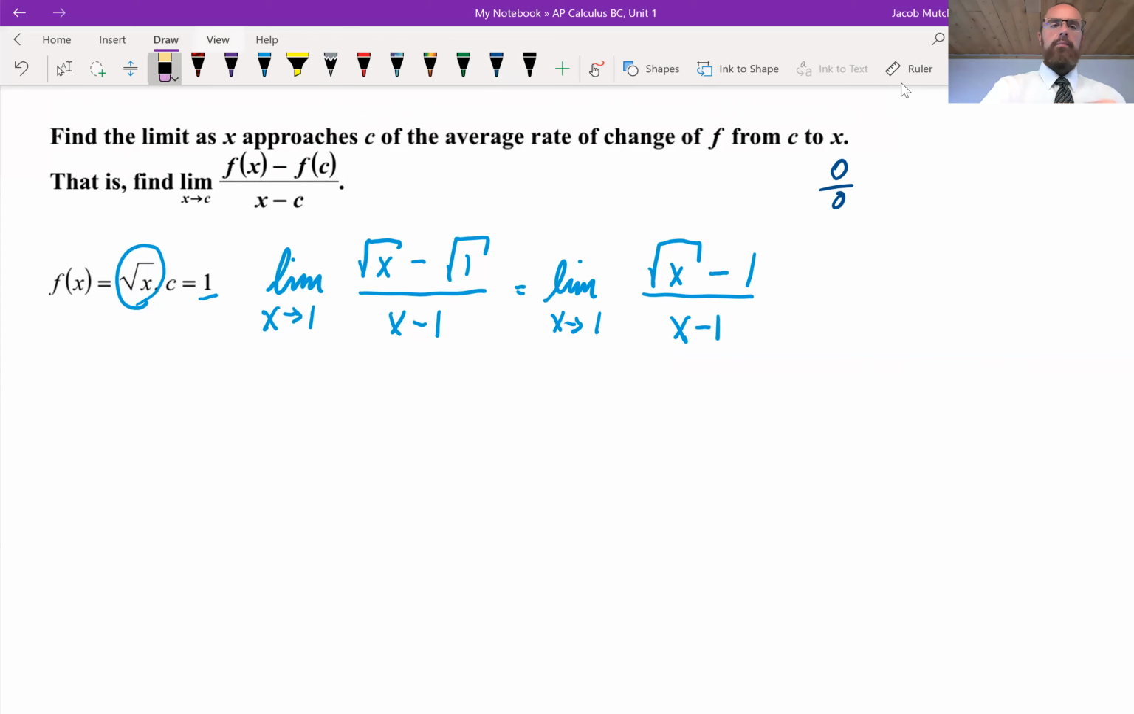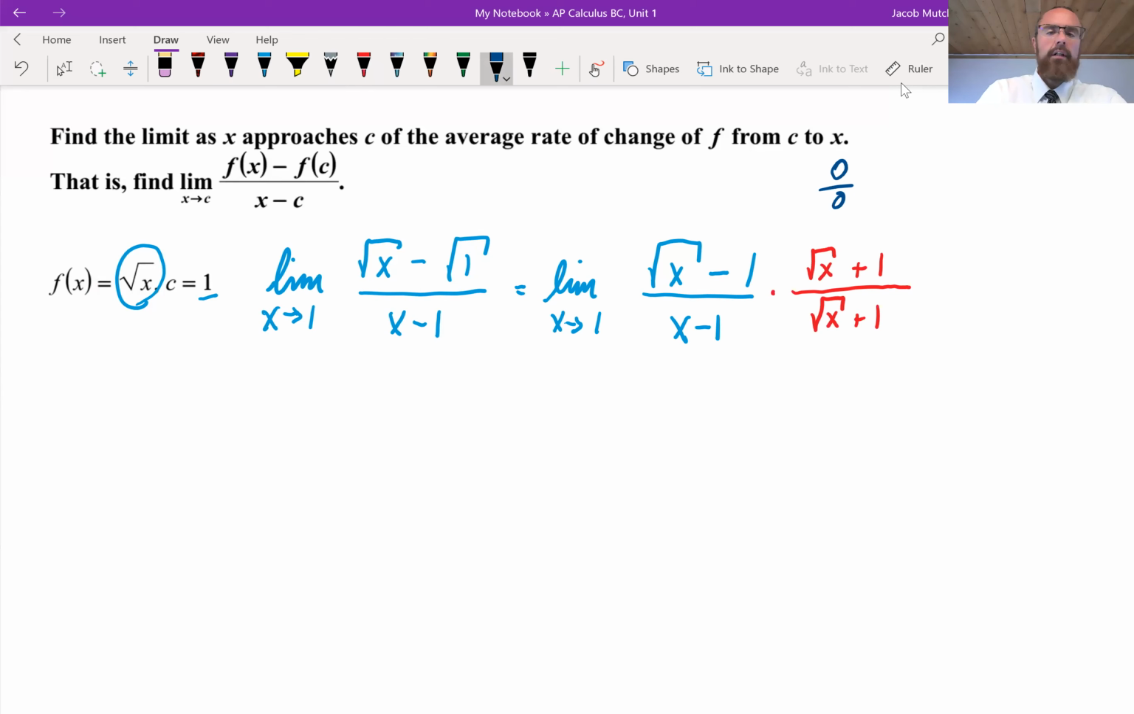Excellent. So what we can do at this point is multiply by the conjugate. Remember that strategy from the previous lesson? If you've got a square root plus or minus a value, you just multiply by its conjugate. So this would be the square root of x plus 1 instead of minus. And we'll do that above and below. And that's valid algebraically because that has the value of 1. Something divided by itself equals 1. Let's multiply that out.